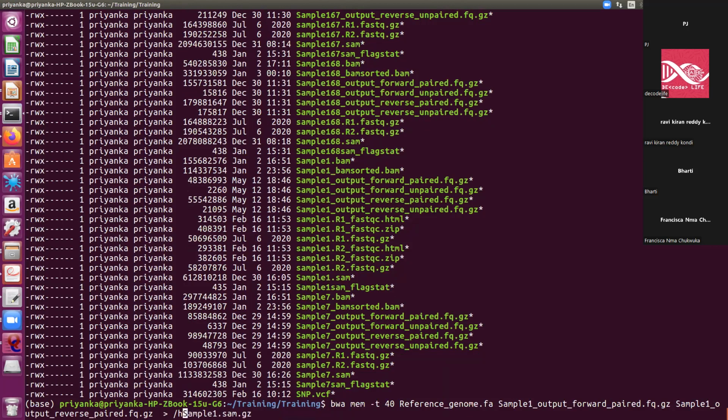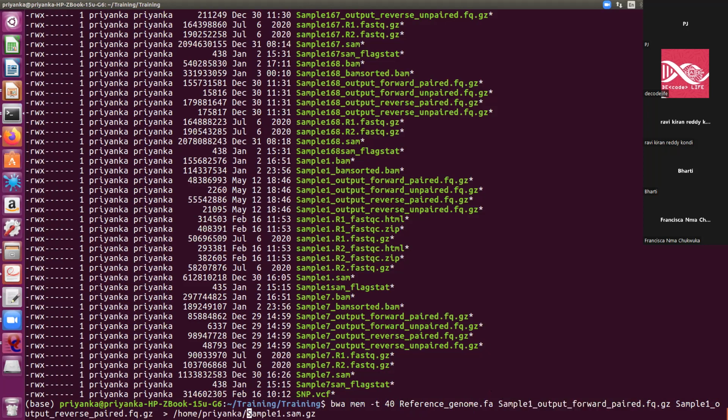I will give the path where I want to save my file. Okay, see what I've given here: BWA mem, the threads, the reference genome, the sample one. I have given 40 threads. You don't give 40 threads if you don't have 40 threads. Please be cautious, otherwise the system will hang. You can remove this option also if you do not have many threads in your processor. Then sample one forward and sample one reverse reads, and the output SAM file and its path.